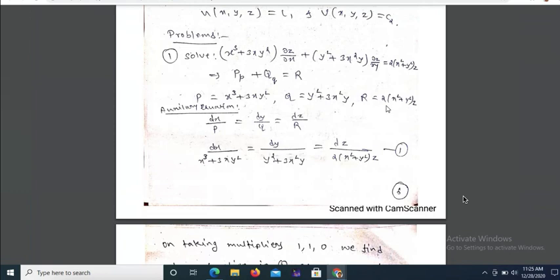So you already know the auxiliary equation: dx by P equals dy by Q equals dz by R. So dx by (x cube plus 3xy square), dy by (y square plus 3x square y), dz by (2 times (x square plus y square) into z). Now just observe this problem: you cannot apply Lagrange's method. You cannot separate easily as dx by x equals dy by y equals dz by z. Like that you cannot.